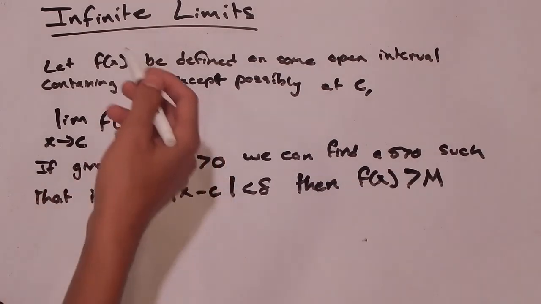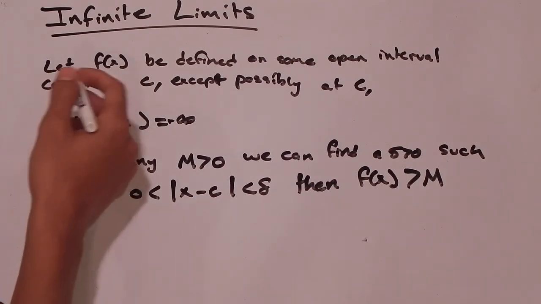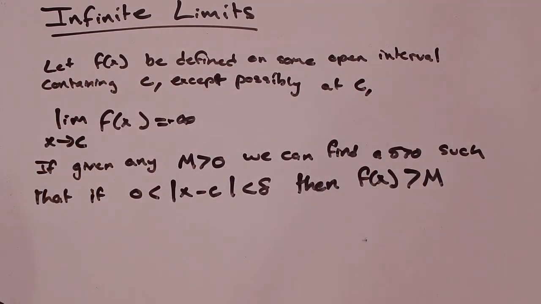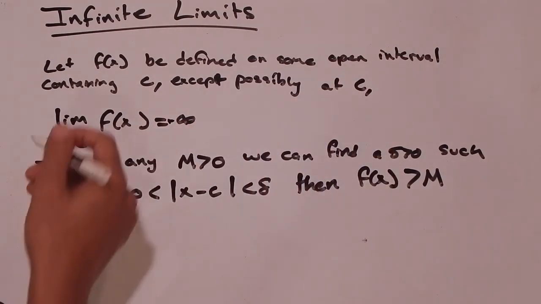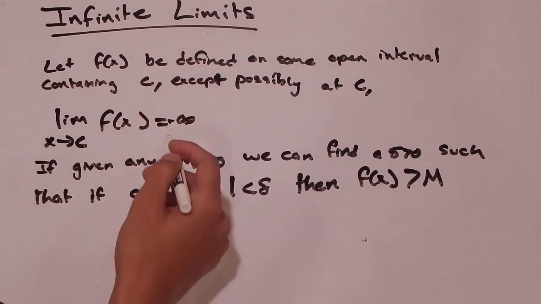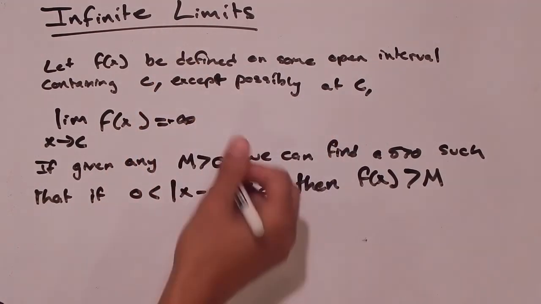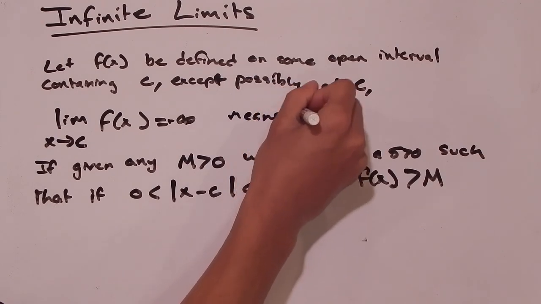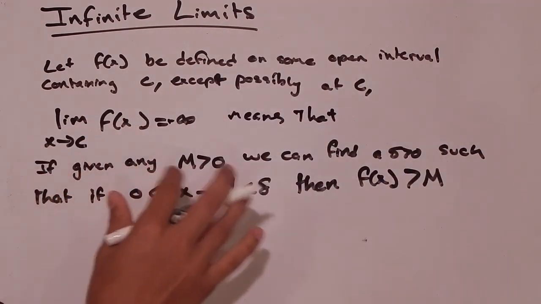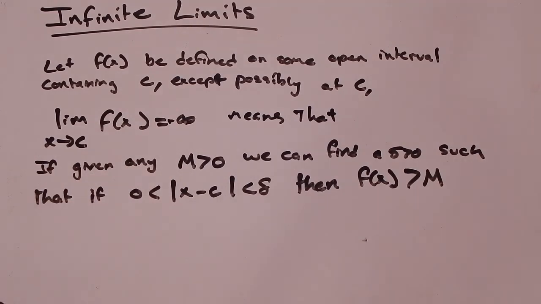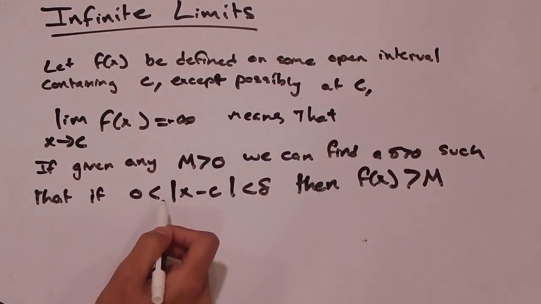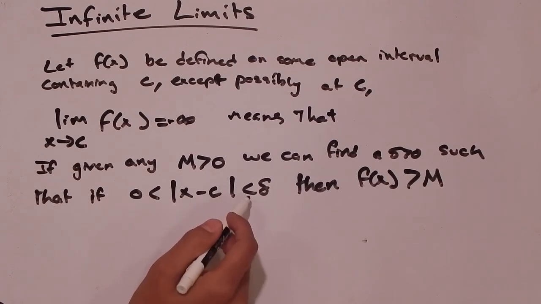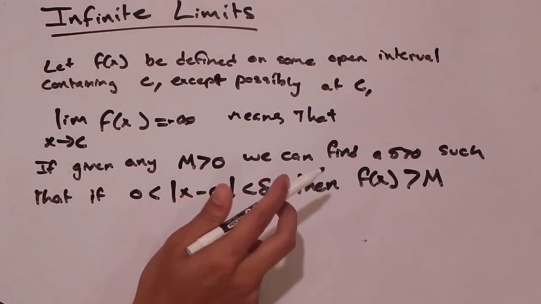Alright, so let's take a look at the definition of an infinite limit. Let f of x be defined on some open interval containing c, except possibly at c itself. So that's very similar to our epsilon delta definition. The limit as x approaches c of f of x is equal to infinity means that if we are given any M greater than 0, capital M greater than 0, that's just like epsilon, an arbitrary value that we are given, we can find a corresponding delta greater than 0 such that if 0 is less than the absolute value of x minus c is less than delta, then f of x will be greater than M.